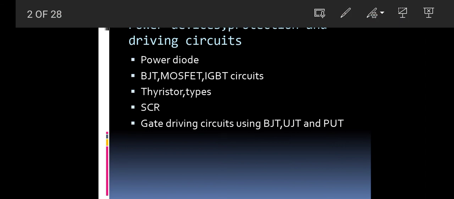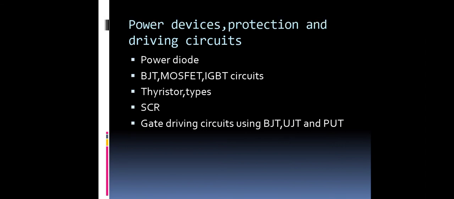Today we are going to learn Electronic Science Paper 3, Unit 1: power devices, protections and the driving circuits of power electronics. The first point is the simple diode, or power diode. We will study in detail the power diode, BJT, MOSFETs, IGBT circuits, thyristors, their types, SCR, and the gate driving circuits using the BJT, UJT and PUT in these lectures.